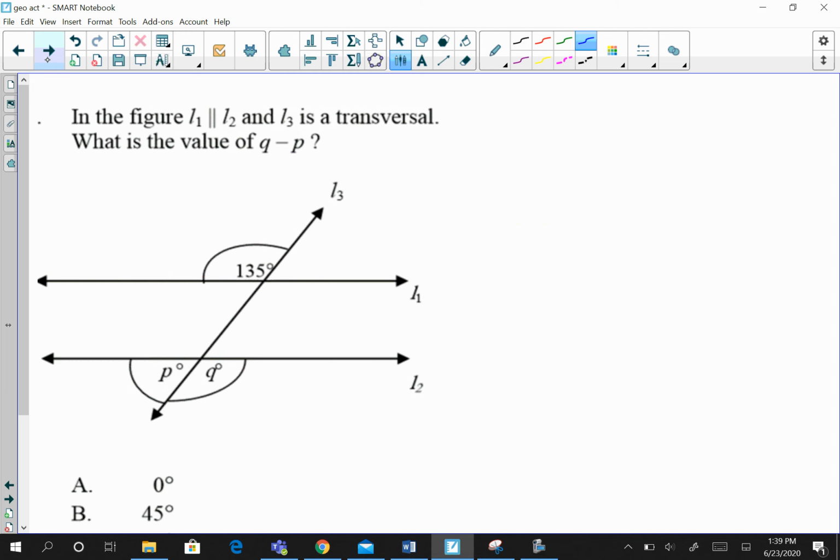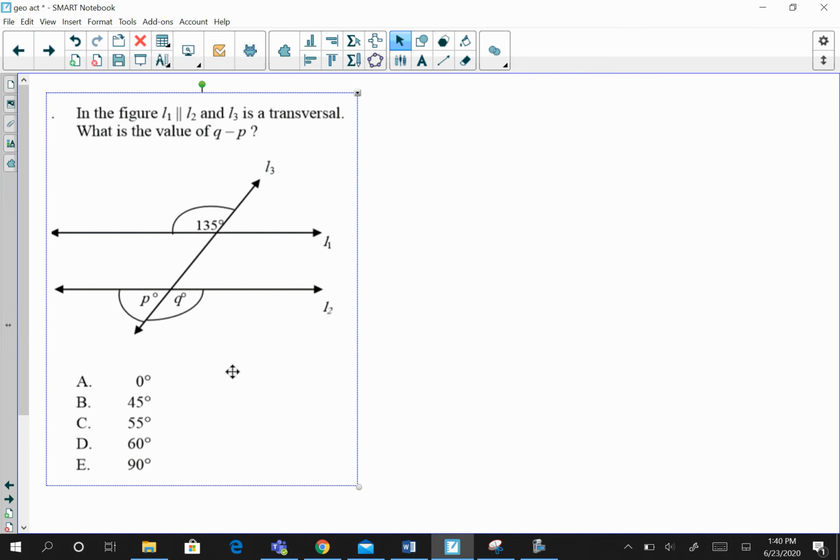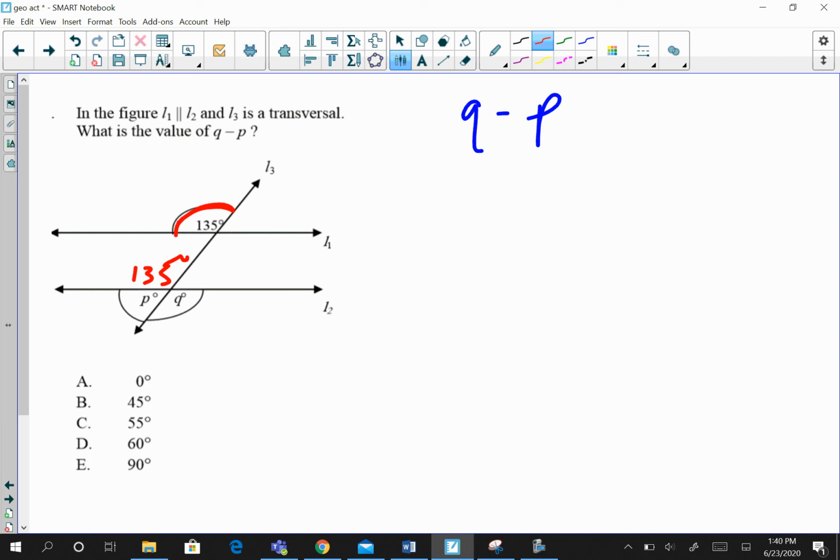All right, in this one, in the figure, L1 and L2 are parallel and L3 is a transversal. What is Q minus P? So I've got to figure out what Q and P are. Let's see, this right here is 135. So what can I tell from that? I can tell that this angle here is going to be 135 degrees because it's a corresponding angle.